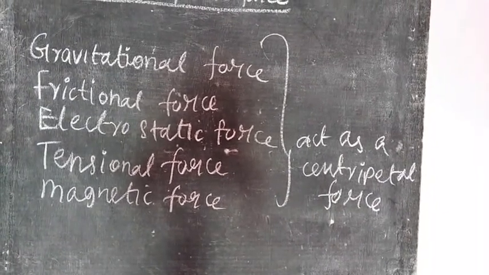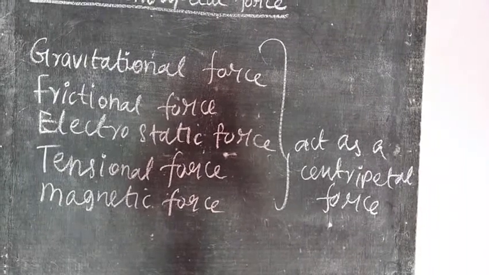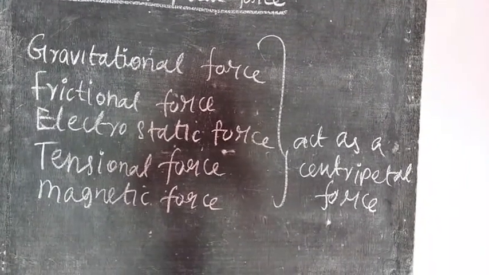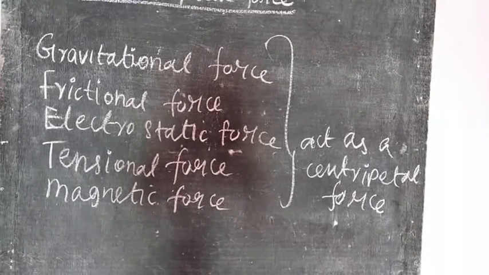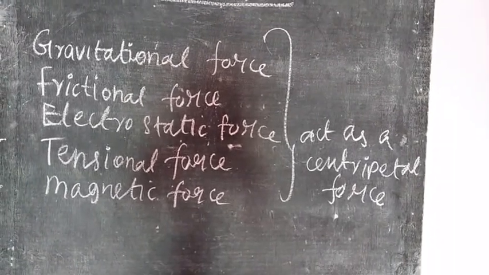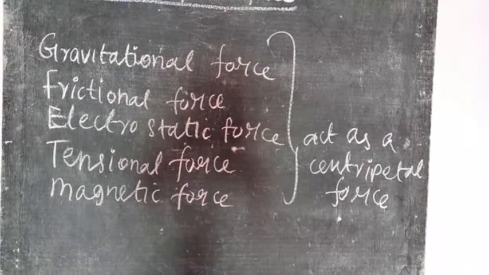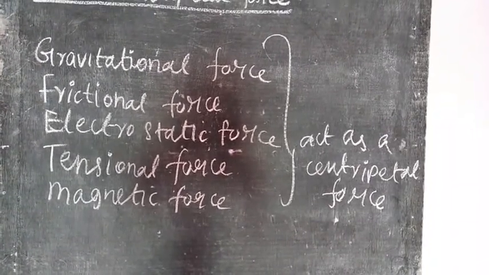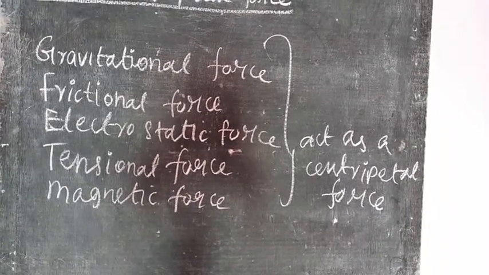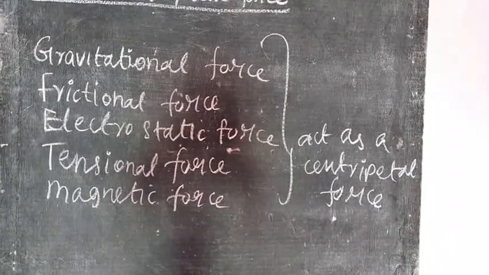So in all the examples, gravitational force, frictional force, electrostatic force, tensional force and magnetic force, the body moves in a circular path, and these forces provide the centripetal force. So centripetal force always acts towards the center.